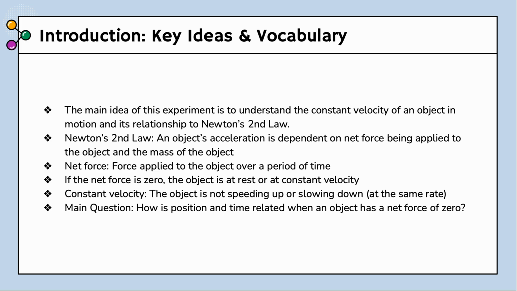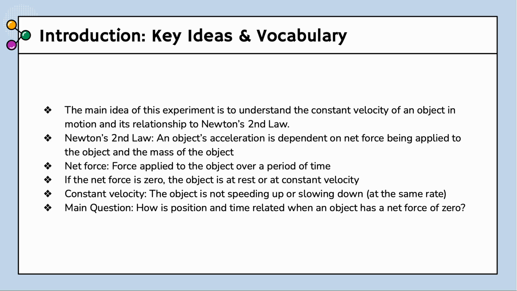Newton's second law, otherwise known as the momentum principle, basically says an object's acceleration is dependent on the net force being applied to the object as well as the mass of the object, and net force is just the force applied to the object over time. If the net force is zero, which in this experiment it is, the object is at rest or at constant velocity, which just means the object is not speeding up or slowing down, it's at the same rate throughout.